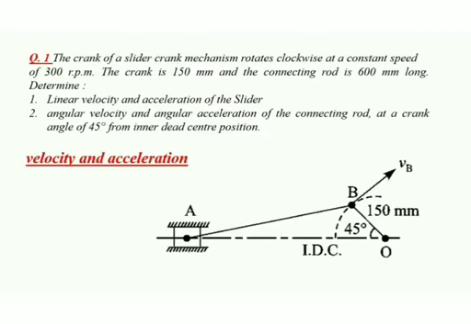The crank of a slider crank mechanism rotates clockwise at a constant speed of 300 rpm, and the crank is 150 mm and the connecting rod is 600 mm long. So we have to find out the linear velocity and acceleration of the slider, as well as angular velocity and angular acceleration of the connecting rod at a crank angle of 45 degree from inner dead center position.